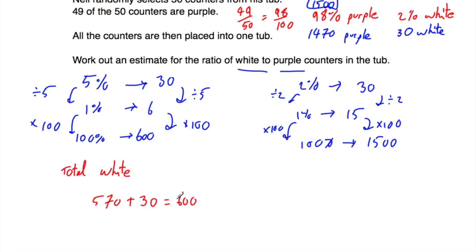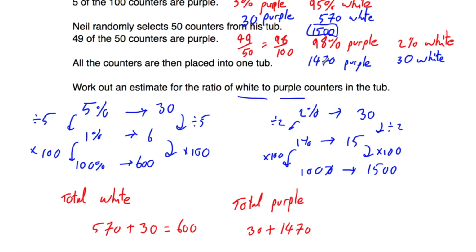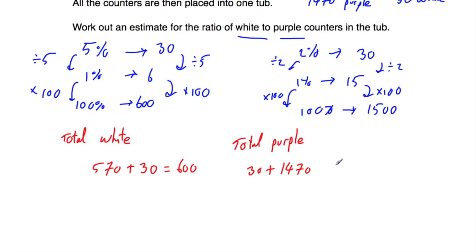So let's write that down. The total white would be 570 plus 30, which is equal to 600. Now in terms of the total purple, it's going to be equal to 30 plus 1,470. Just go up and check. It's equal to 30 plus 1,470, and that's equal to 1,500. Now we've been asked to work out an estimate for the ratio of white to purple, so that's going to be 600 to 1,500. And let's cancel this down.